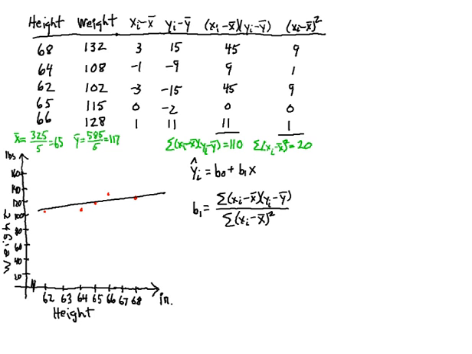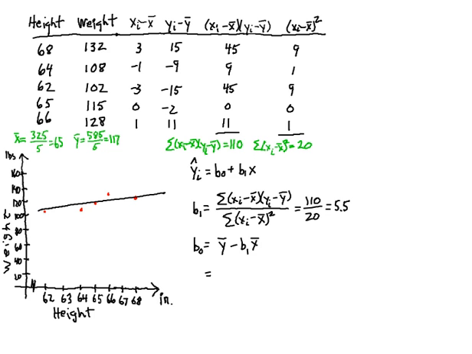So in my formula for B1, I will have 110 divided by 20 equal to 5.5. There's also a formula to calculate the B sub 0. It is the average of the y value, subtract the value I just calculated for B1 times the average of the x values.